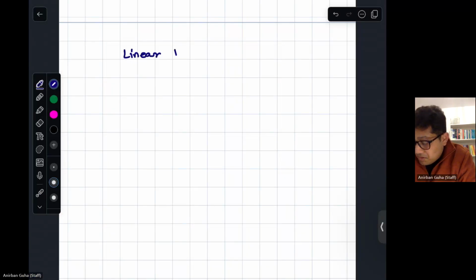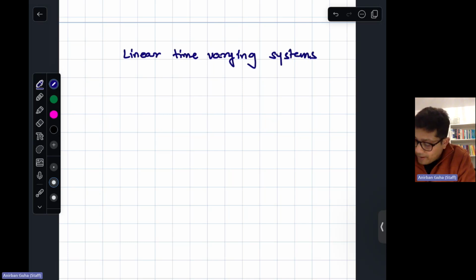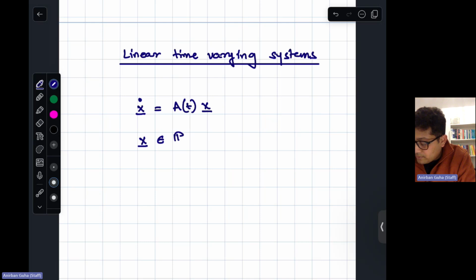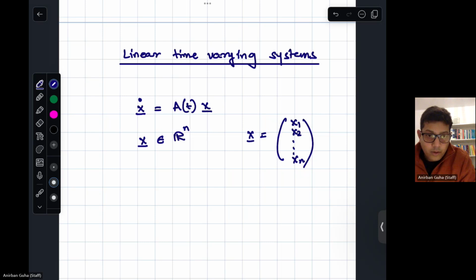Hello. So this is going to be a series of lectures on linear time varying systems. So what do I mean by linear time varying systems? It is a system which is given by x dot equals A(t)x, where x is a vector, which you can write in Rn. So x is something like this: x1, x2, xn, right?